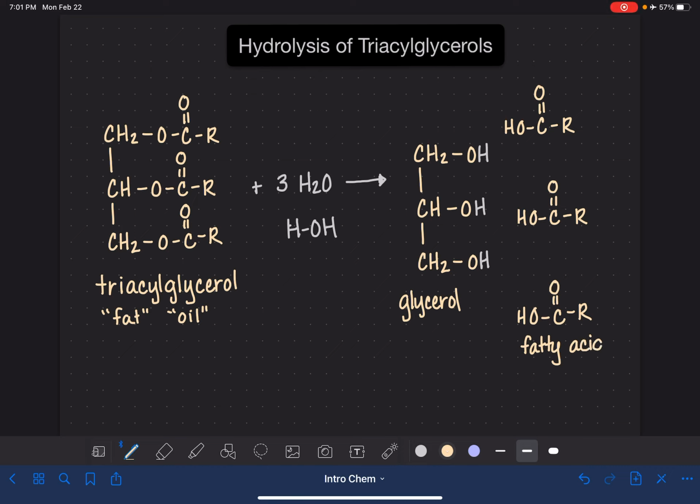Now, if this reaction looks familiar to you, this reaction is just the reverse of the formation of a triacylglycerol. It's just written backwards.